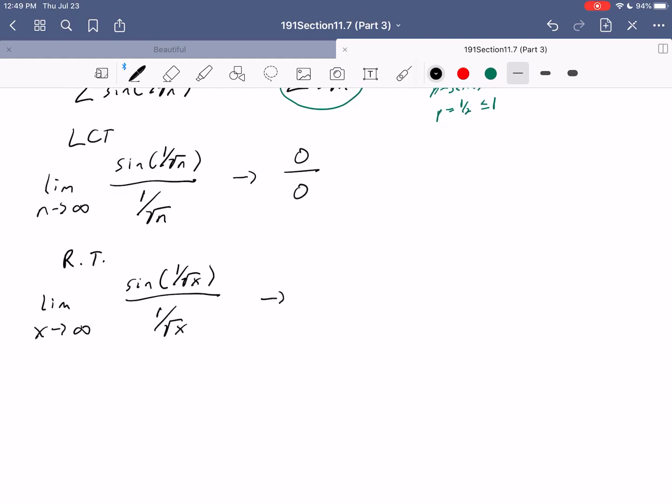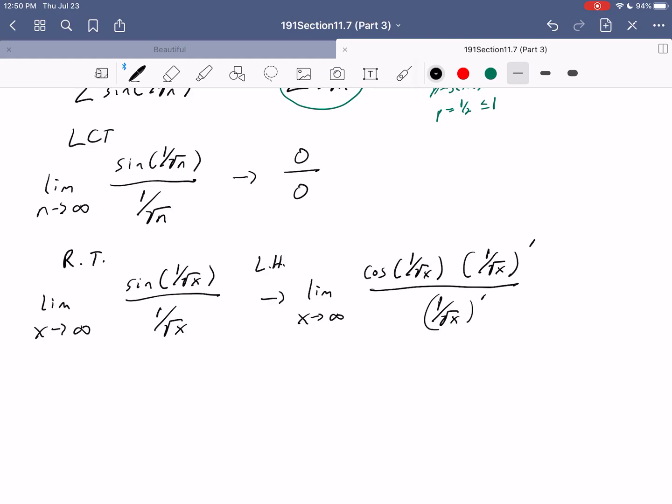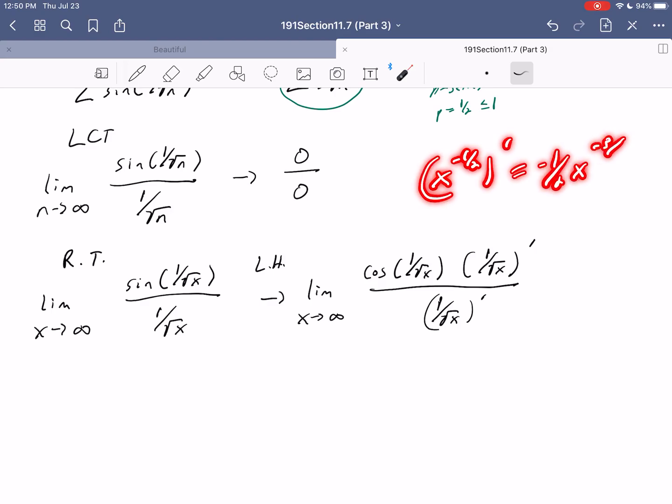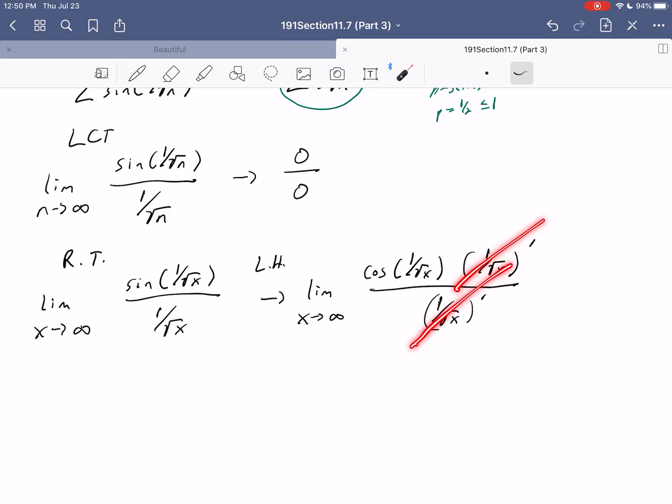Now let's go ahead and apply L'Hopital. Limit as x goes to infinity. The derivative up here is going to be a chain rule, so we get cosine 1 over root x, and then we'd have to take the derivative of the inside. You're welcome to do so, but keep in mind the inside here matches what's down here. So we can be a little lazy and just write 1 over root x prime over 1 over root x prime, whatever that derivative is. Not hard to do that. Of course, that's x to the minus 1/2, so prime would be negative 1/2 x to the negative 3/2. But we can just skip it because these are going to cancel.